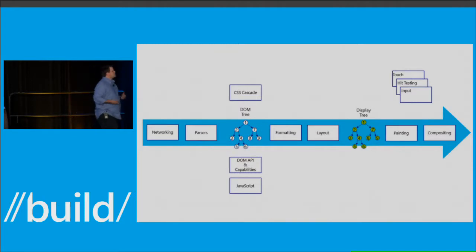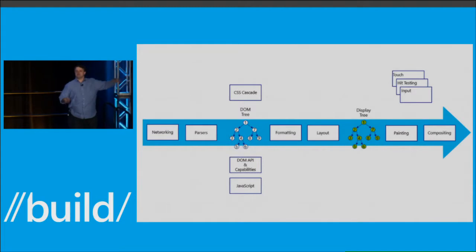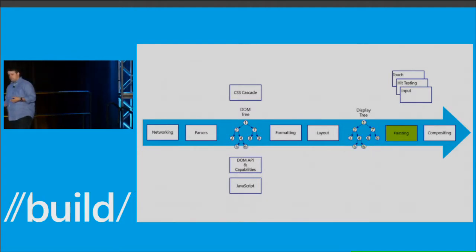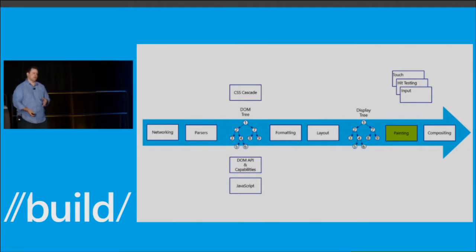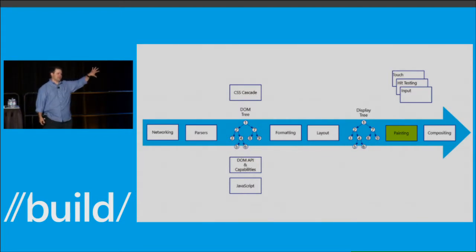So this is the display tree, and the display tree is literally all the instructions that we need to paint to the screen. So we have all the information we need to go ahead and start painting. And that's obviously the next step. But we're not going to do painting right away.